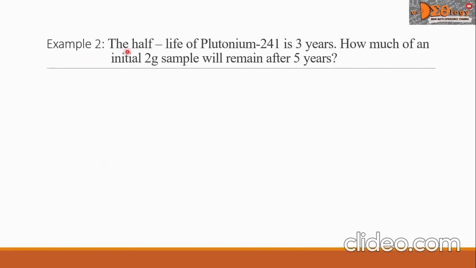Example 2. The half-life of plutonium-241 is 3 years. How much of an initial 2-gram sample will remain after 5 years? Let us first collect the given. The A sub 0 equals 2 grams. The H, or the half-life, equals 3 years. And the T is equal to 5 years.